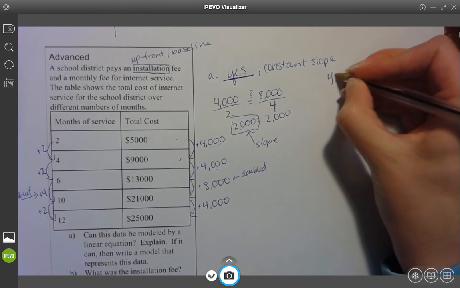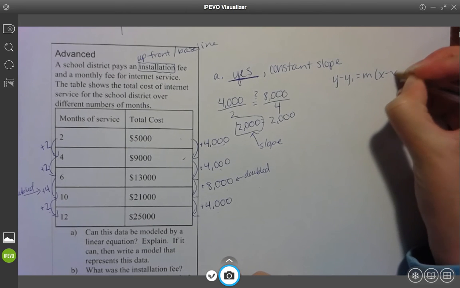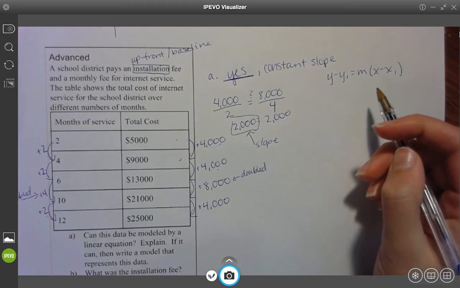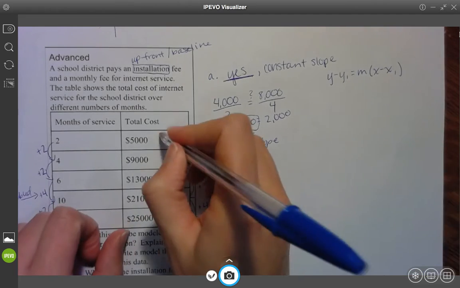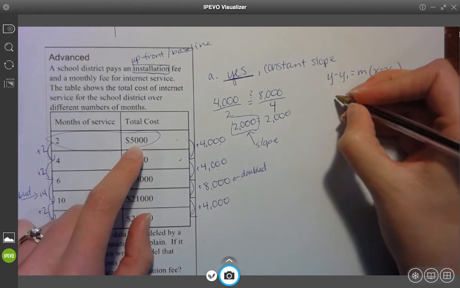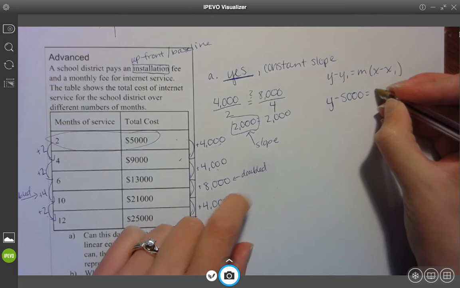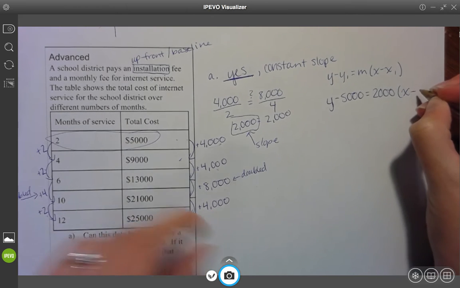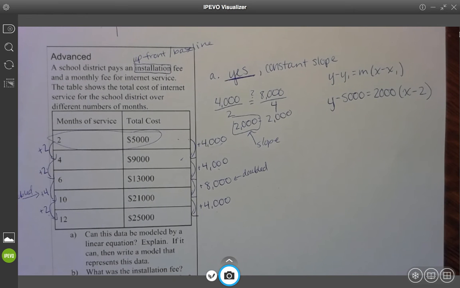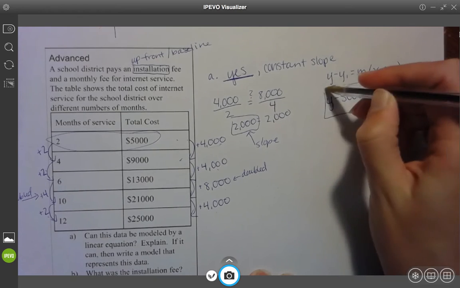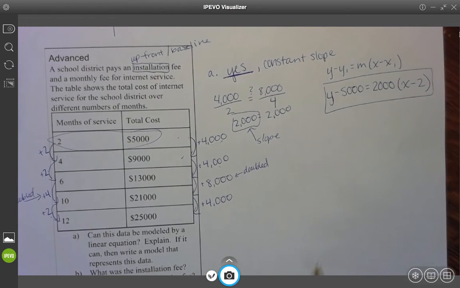So point slope is y minus y1 equals m times x minus x1. So we said our m is 2000, our slope, and then we just need to pick one of these points. So let's just use this point here. My y value would be 5,000, so I do y minus 5,000 equals my slope times x minus my x. All right, that would be a model that represents this data, this linear equation. And we could take this and write this into slope-intercept form if we wanted to, but right now we've got some kind of model that'll work.